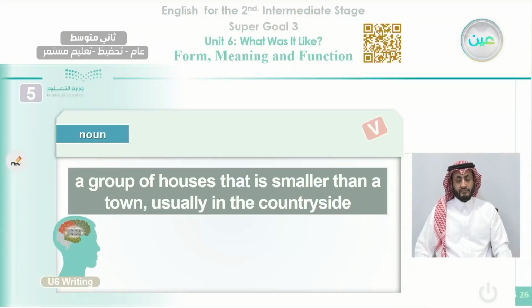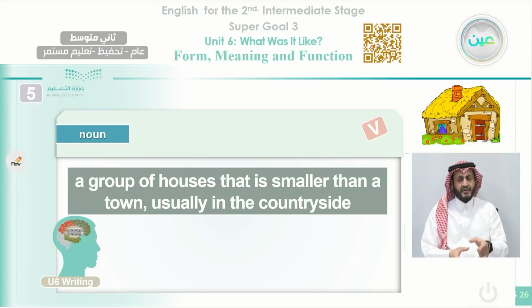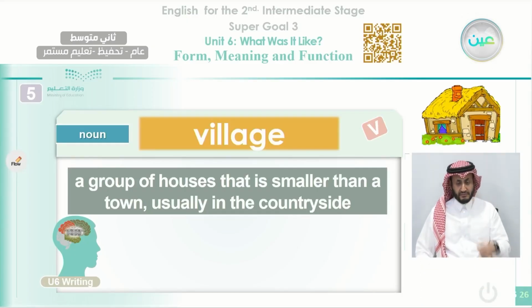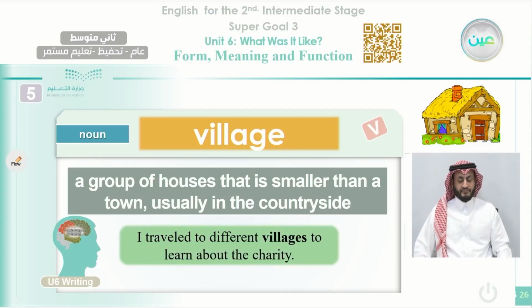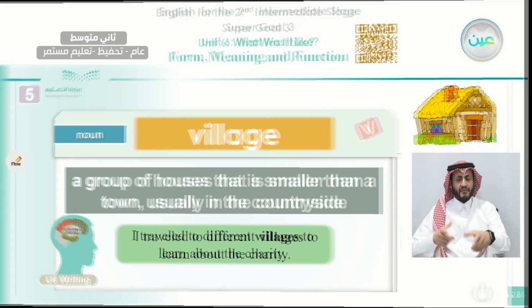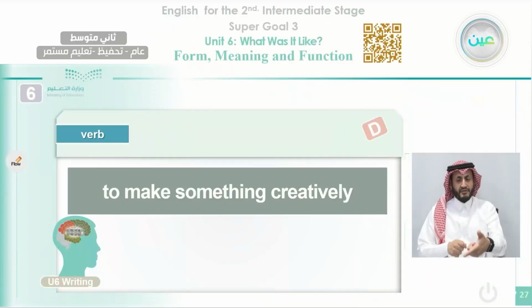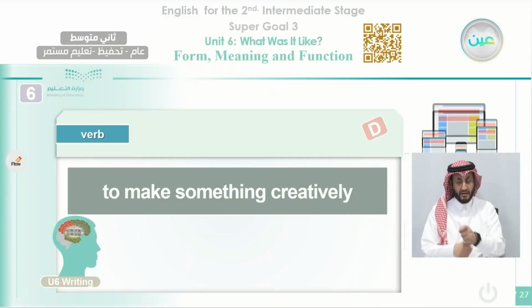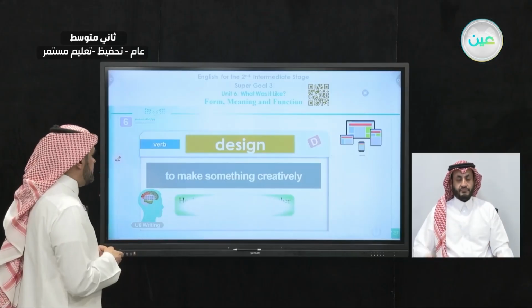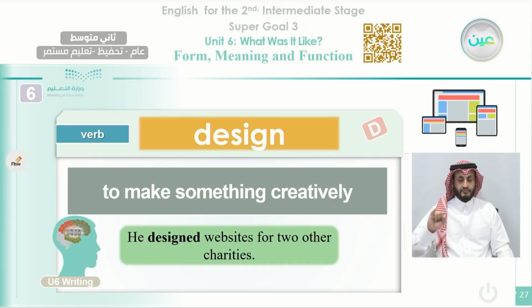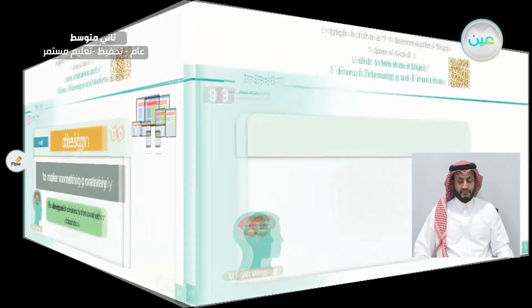Okay, here we have another noun starting with V, a group of houses that is smaller than a town, usually in the countryside, like what Ahmed found in Sudan. That is a village. Okay, I traveled to different villages to learn about the charity. A verb starting with D, to make something creatively, means design. To make something in a creative way, that is to design. He designed websites for 2 other charities.